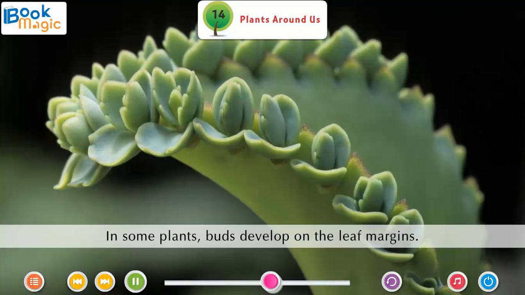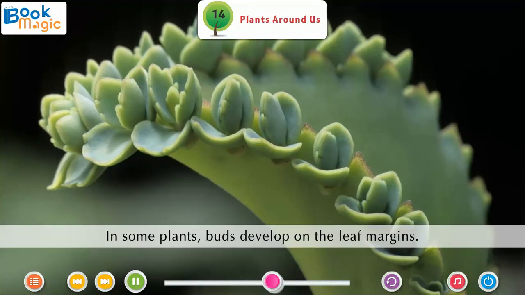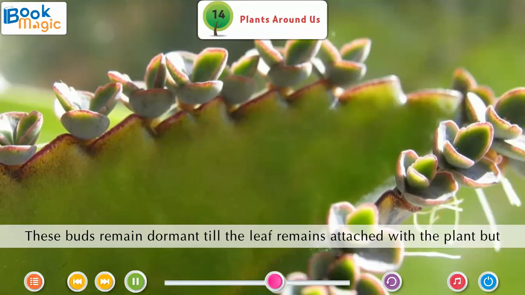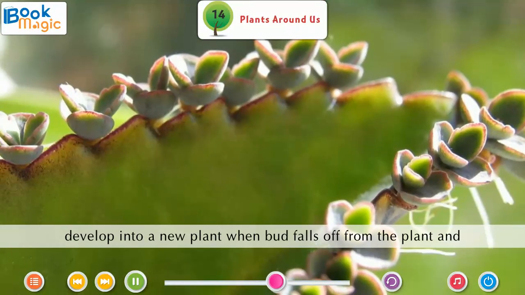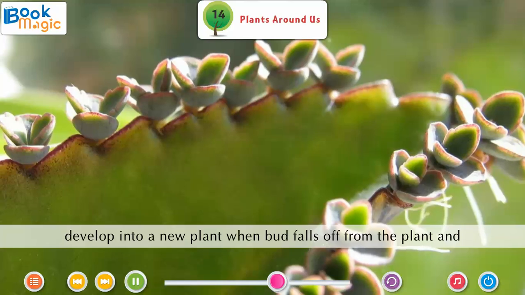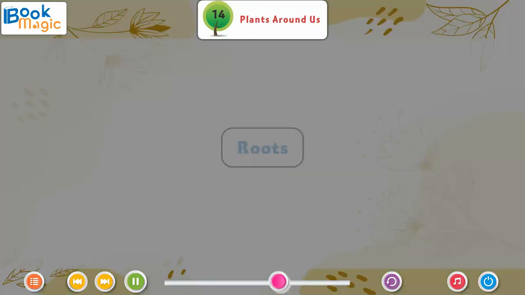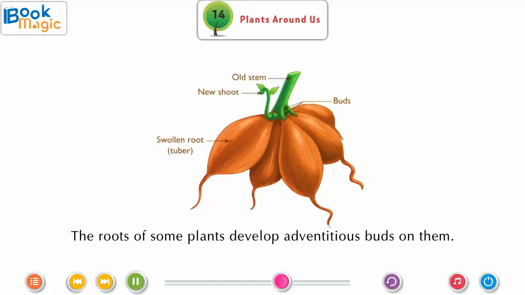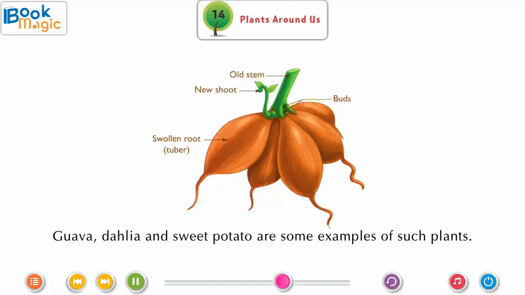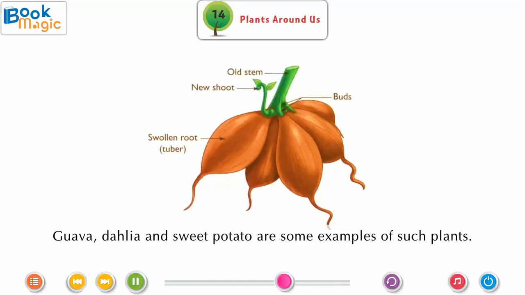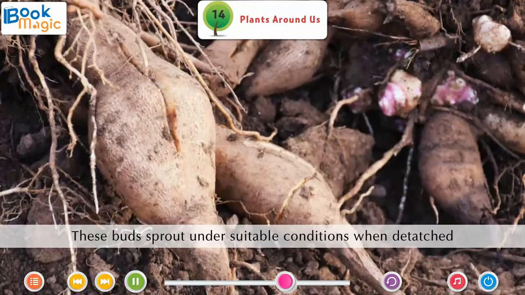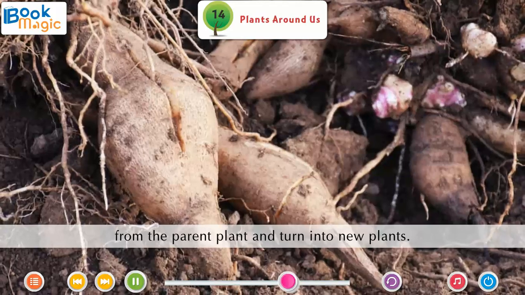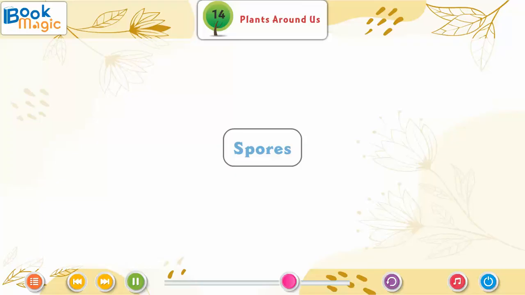Leaves. In some plants, buds develop on the leaf margins. These buds remain dormant till the leaf remains attached with the plant but develop into a new plant when bud falls off from the plant and comes in contact of the soil. Roots. The roots of some plants develop adventitious buds on them. Guava, dahlia, and sweet potato are some examples of such plants. These buds sprout under suitable conditions when detached from the parent plant and turn into new plants.